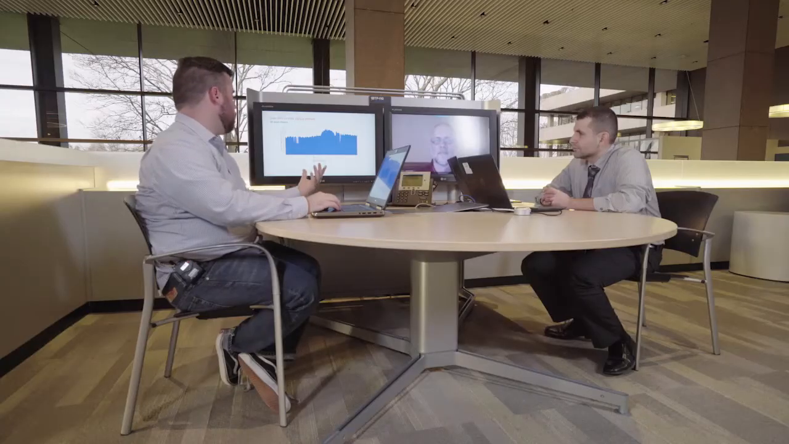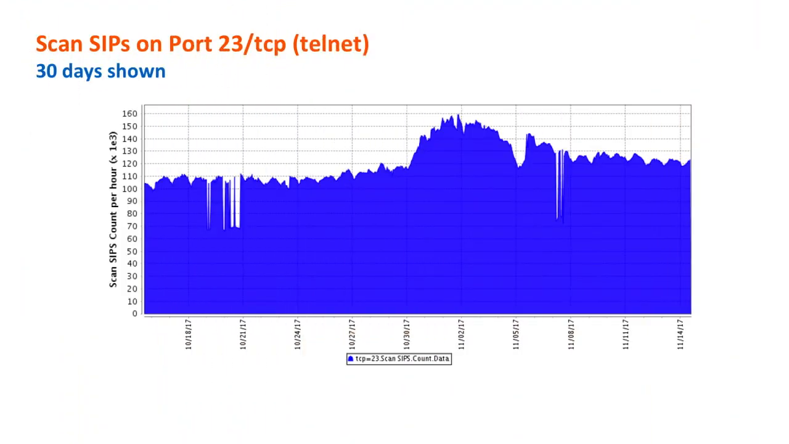So as we always do, we'll cover port 23 TCP. Remained pretty high in the last 30 days. There was a peak a couple weeks back, but it seems to have sort of leveled out here. Maybe a very, very slight downward trend and somewhere in the 130,000 scan sources per hour range with maybe a daily cycle there.